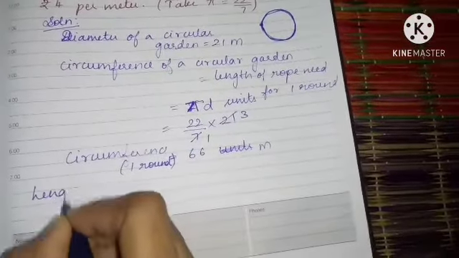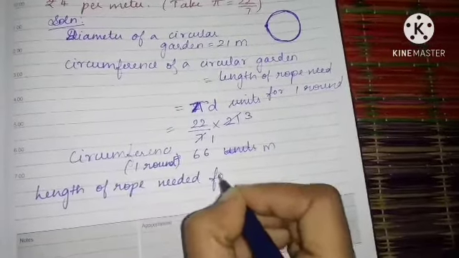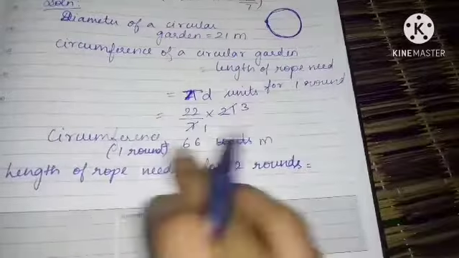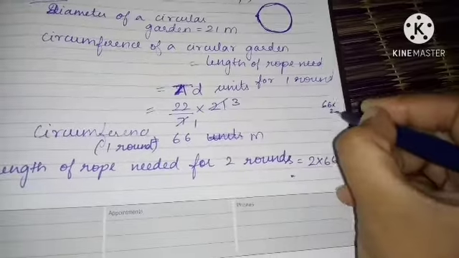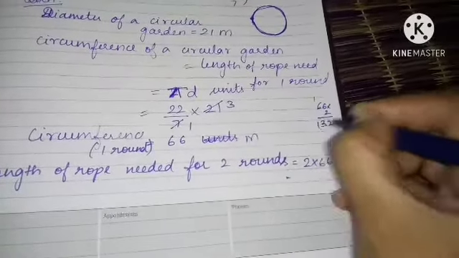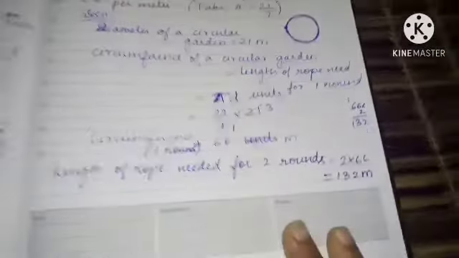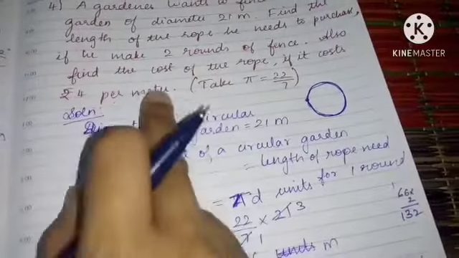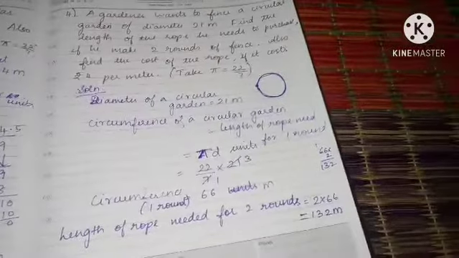So next question is length of rope needed for 2 rounds. Okay, length of the rope needed for 2 rounds. So for 1 round 66 meter means 2 rounds means 2 into 66. Okay, 66 into 2, 6 2s are 12, 6 2s are 12, 13. 132 meter is the length of the rope needed for 2 rounds. Okay, also find the cost of rope if it costs rupees 4 per meter. So now we should find the cost of the rope. Okay, how much rupees is needed for buying that rope?